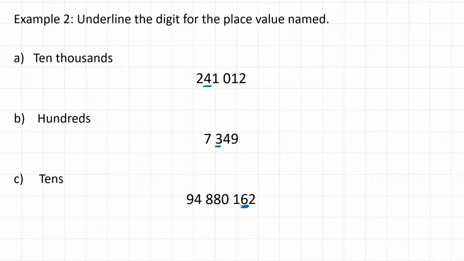Now that we've gone through a few examples, it's time for you to go into your learning guide and look at the extra practice that's for this lesson. Good luck!